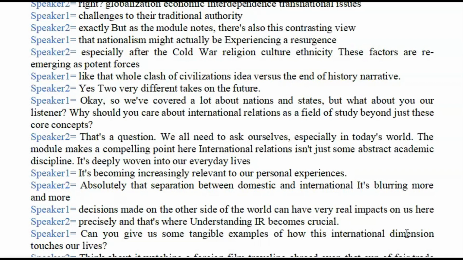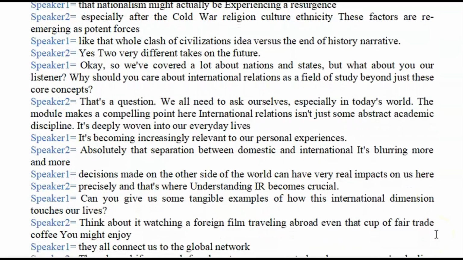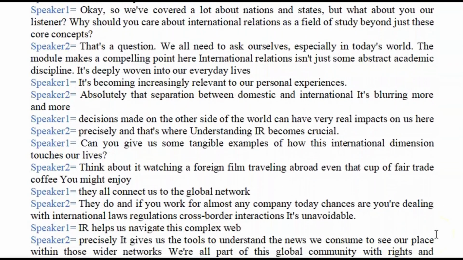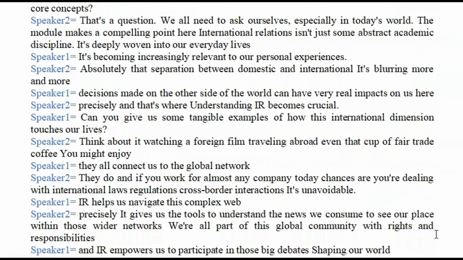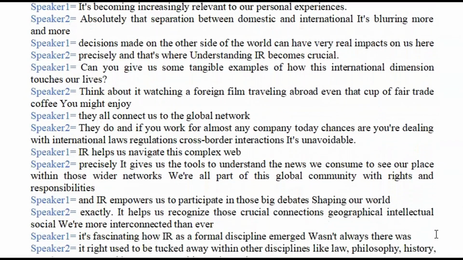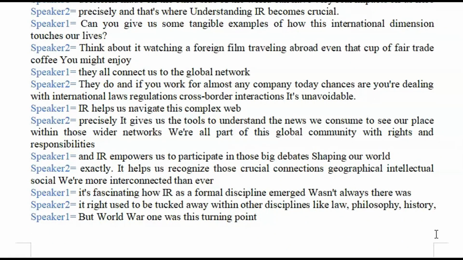Absolutely. That separation between domestic and international, it's blurring more and more. Decisions made on the other side of the world can have very real impacts on us here. Precisely. And that's where understanding IR becomes crucial. Can you give us some tangible examples of how this international dimension touches our lives? Think about it. Watching a foreign film, traveling abroad, even that cup of fair trade coffee you might enjoy. They all connect us to the global network.